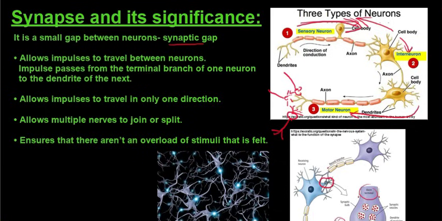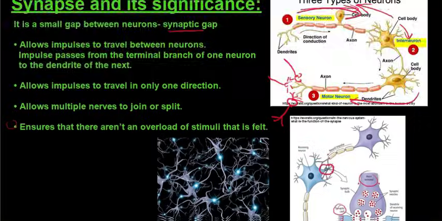And then it also ensures that there isn't an overload of stimuli that is felt. So when we look at that, if you get dressed in the morning, for example, you are going to feel your clothes being put on. But after that, you don't really pay much more attention to the feeling of your clothes on your body, and that is because of the synaptic gap, or the synapses that basically cut out that stimulus in order for your body not to overload your brain with too many messages coming in or out. So that is what helps you. And until you start thinking about your clothes on your body, then you will start perceiving that sensation again, but otherwise that is cut out completely.